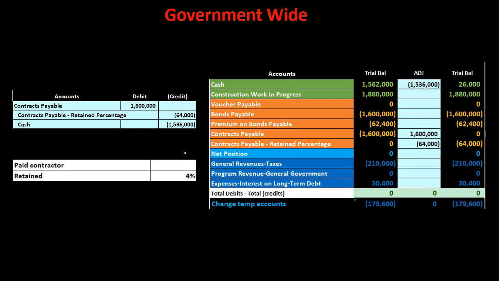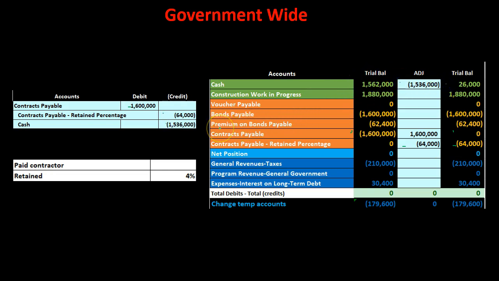So if we record that out, the contracts payable goes down to 0, the entire thing going down. Then we're going to put the 64,000 to the contracts payable retained portion. And then, of course, the cash decreasing. So cash is going to be up top.